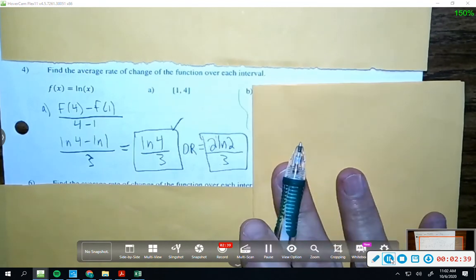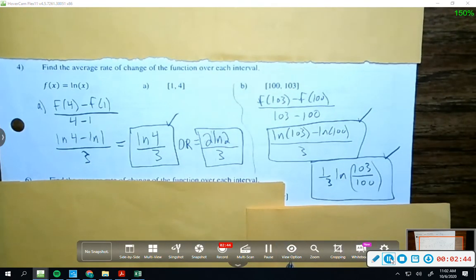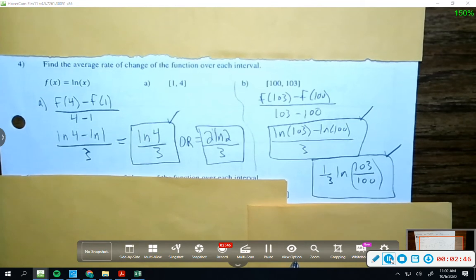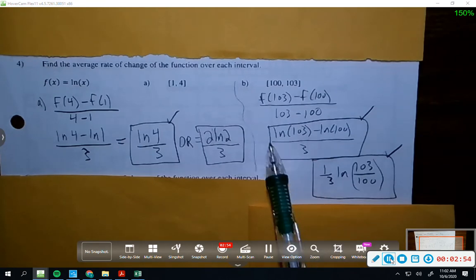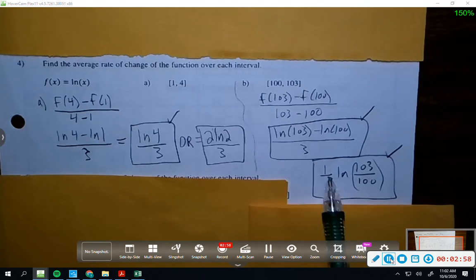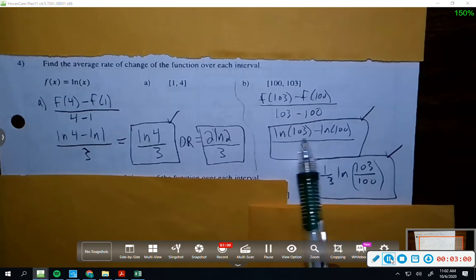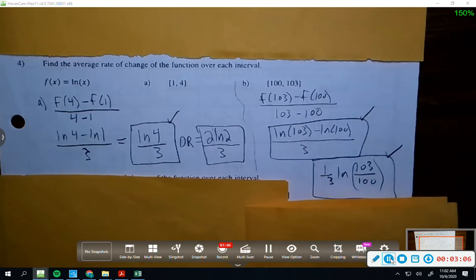Part B of this question is just another irrational situation because of the natural log. So it's the natural log of 103 minus the natural log of 100 all over 3. The only thing that I did here is the 1/3 can be pulled out front. Same thing as dividing by 3. And I could compress these two together. If I'm subtracting natural logs, I can write it as 1 natural log and divide the argument. So that's what I did on that problem.